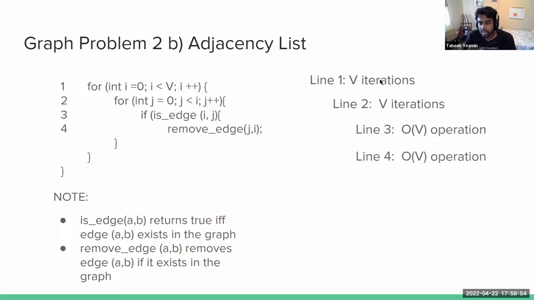So what we ultimately have is V times V, and then these two O of V operations. So if you add these two O of V operations, you'll get that it's O of 2V. But as we know with big O, that's just going to be O of V. And so what you get is V times V times V. And that's going to be O of V cubed. So that's for running this operation on an adjacency list. Okay? So does that make sense to everybody?